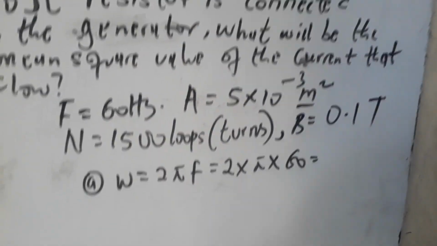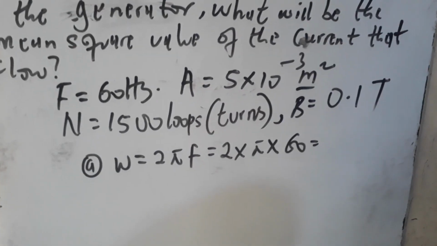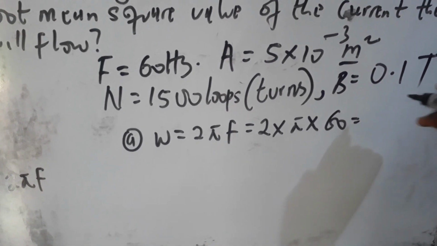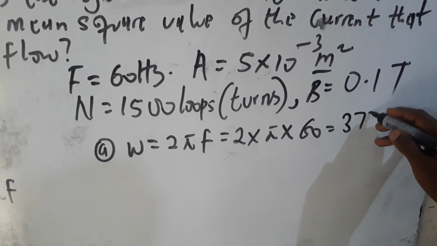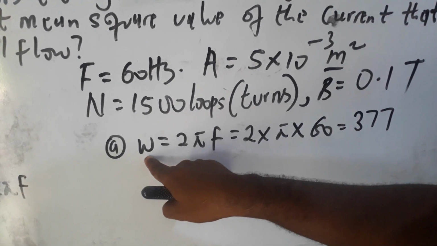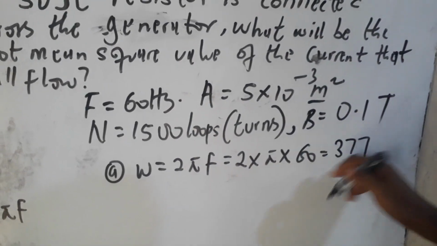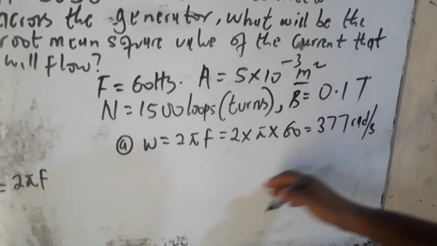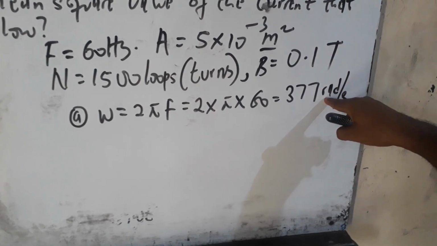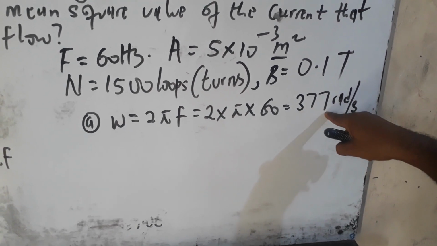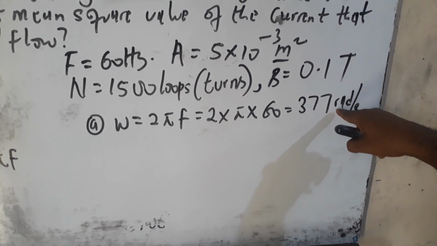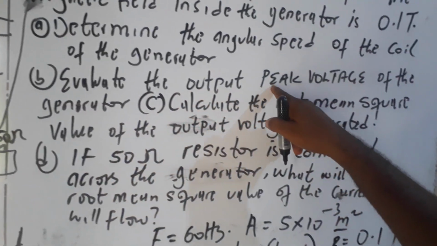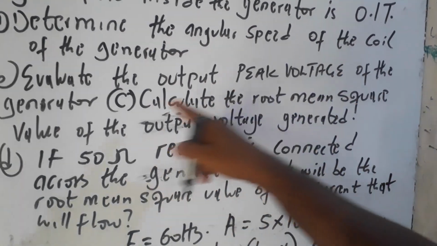So if we use our calculator, let me check this value. Okay, in the calculator we are having 377, and the unit of angular speed is radian per second. That means the angle of rotation is 377 in 1 second, and that rotation is measured in radian. Then the second question says, evaluate the output peak voltage of the generator.